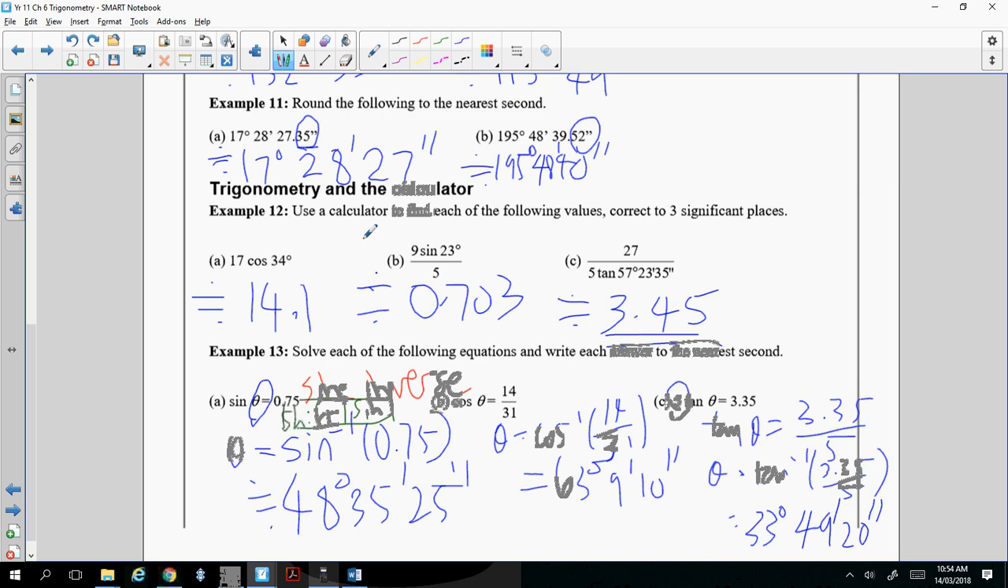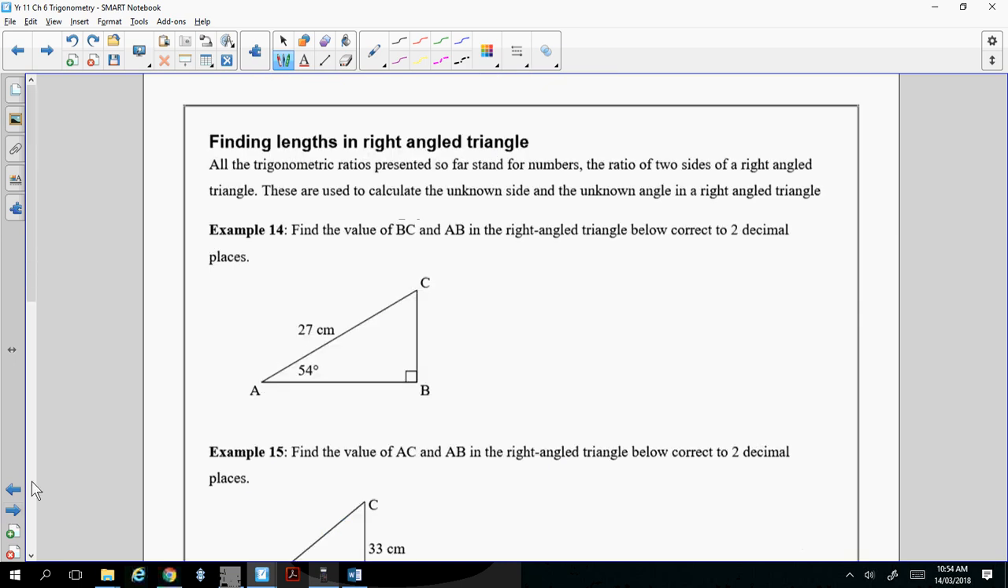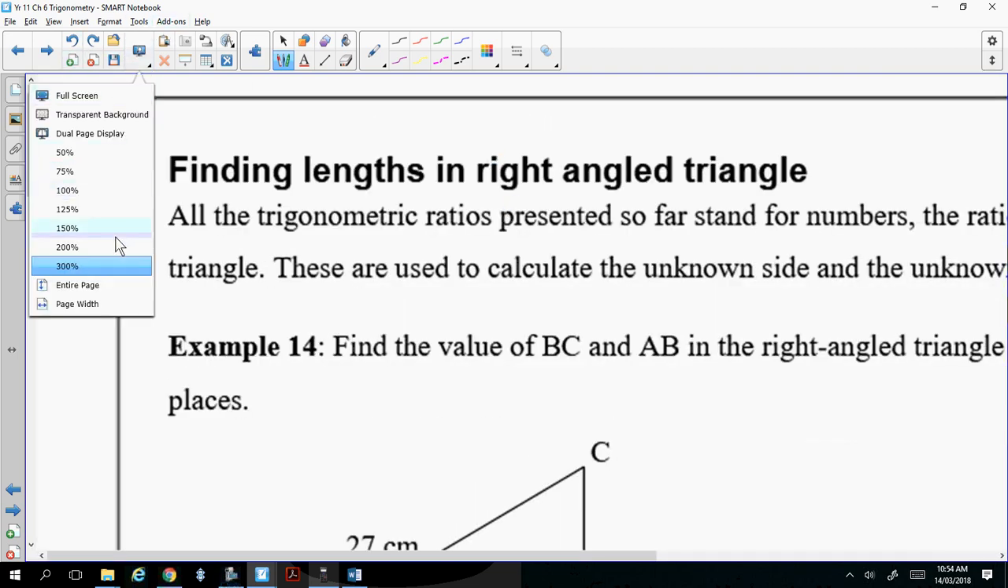Okay, so what you do is, we're going to move on. So the next section involves finding lengths and angles, so we're going to go through that. And then we'll do some challenge questions on page 7. Okay? All right, finding lengths and angles in a right angle triangle. These are very easy. And to do these questions, you need to use what we call SOHCAHTOA. Okay? Hopefully you still remember SOHCAHTOA.